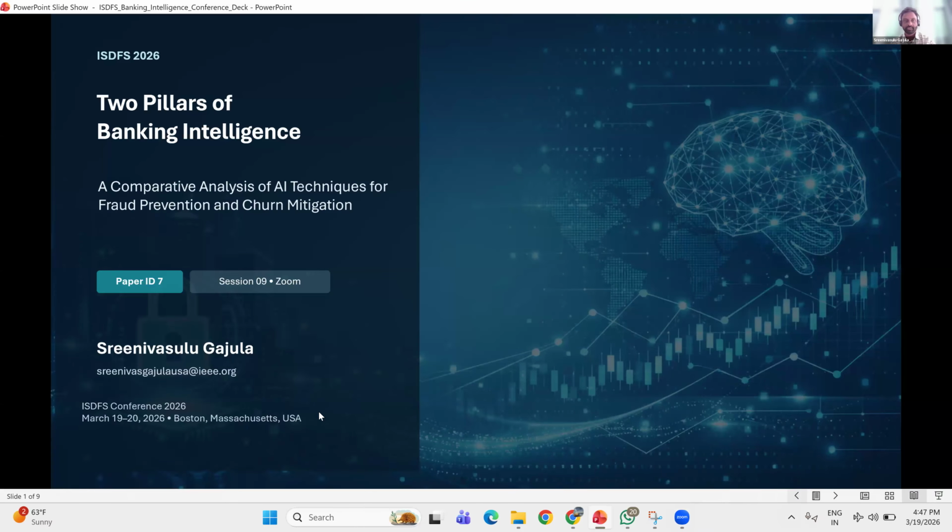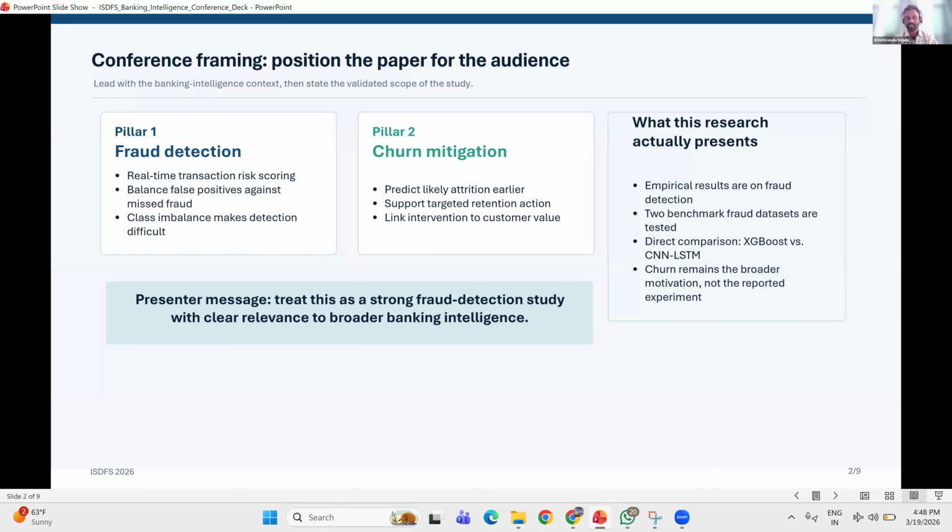Hi, I'm Srinivas Lugajula. Today, I would like to present my paper, paper ID 7. It's "Two Pillars of Banking Intelligence", developed based on artificial intelligence techniques for fraud prevention and churn mitigation. We developed this research, and I'm going to the next slide. There are two pillars, as I said. The first pillar is fraud detection. The second pillar is churn mitigation.